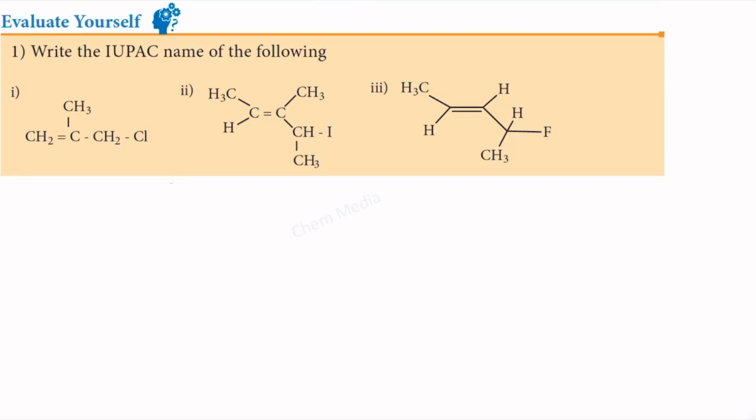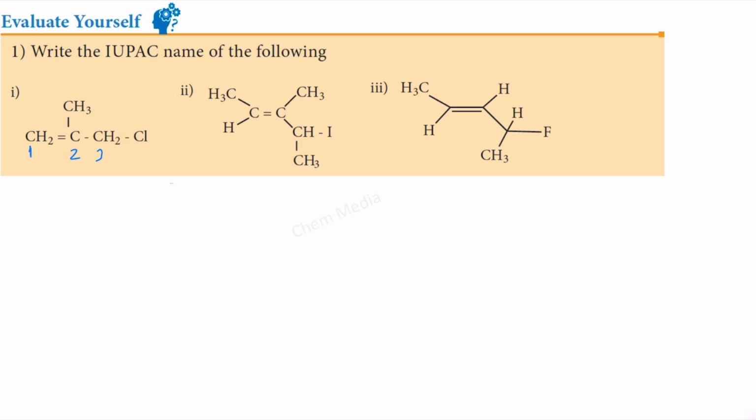Let's write down the IUPAC names of these three molecules. We have a propene chain, that's our main chain. We have a methyl group as a substituent and also a chloro substituent. We have a double bond and therefore the numbering has to start from the left to right: 1, 2, 3. Between chlorine and methyl, chlorine wins in alphabetical order and therefore that needs to be mentioned first.